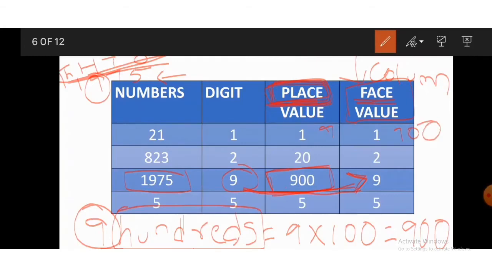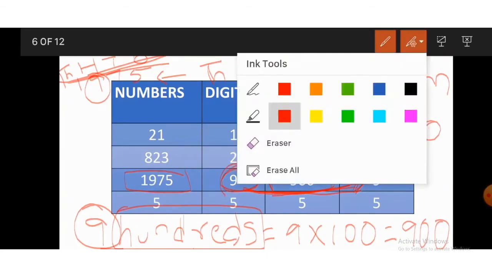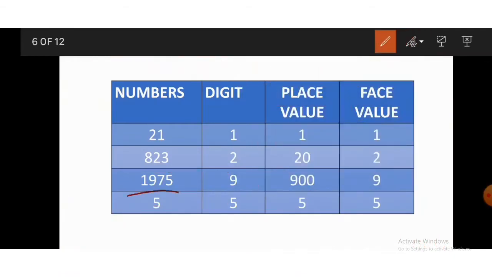So always remember, when it says place value, write the places, which are ones, tens, hundreds and thousands, on top of the number, and then find out its value. But for face value, just simply copy the digit which is circled or which is asked in the question. Now coming to the last number here, which is 5.